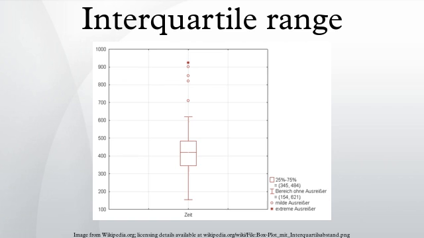In descriptive statistics, the interquartile range, also called the midspread or middle 50%, is a measure of statistical dispersion, being equal to the difference between the upper and lower quartiles, IQR = Q3 − Q1. In other words, the IQR is the first quartile subtracted from the third quartile. These quartiles can be clearly seen on the box plot of the data.